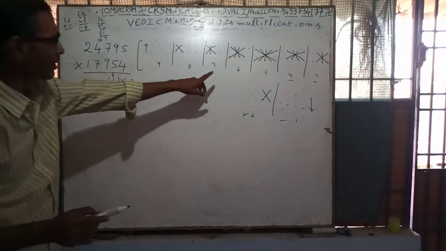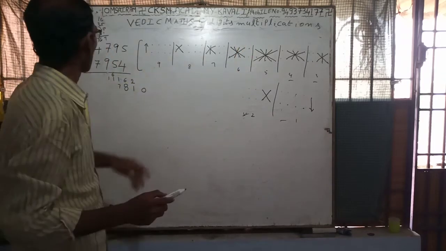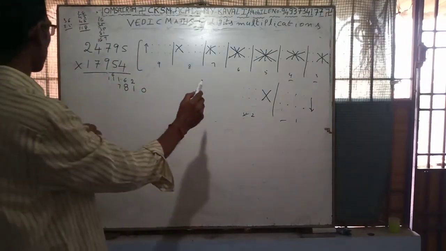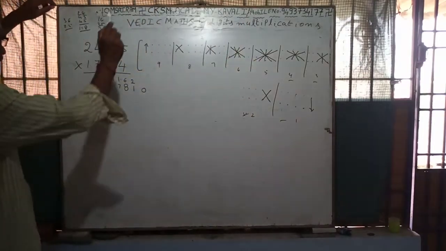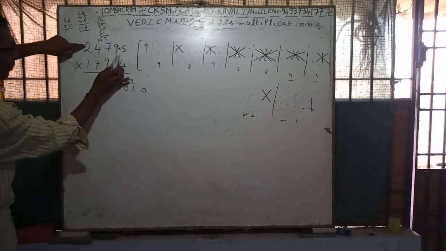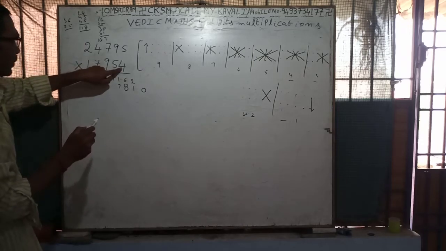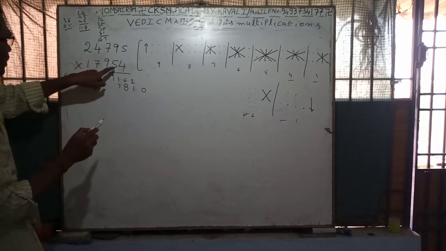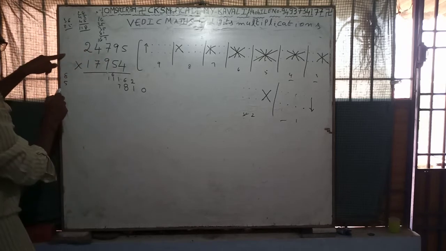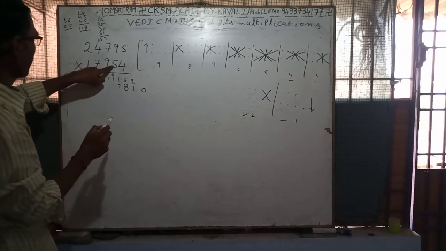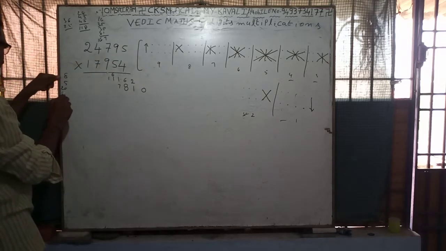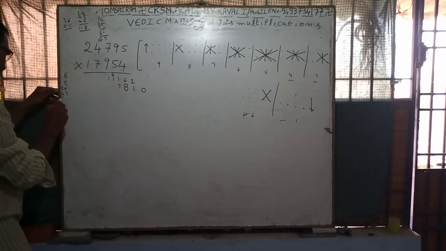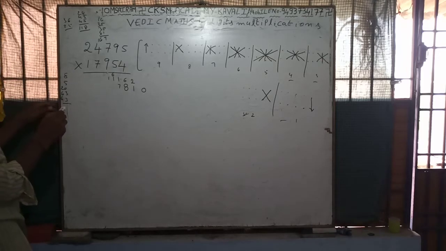Next, the fifth step. The fifth step means we do 5 operations. 5 operations means we take all digits. 2 4s are 8. 5 1s are 5. 4 5s are 20. 9 7s are 63. 7 9s are 63. We add all of these.